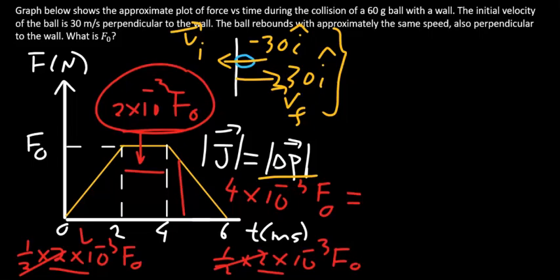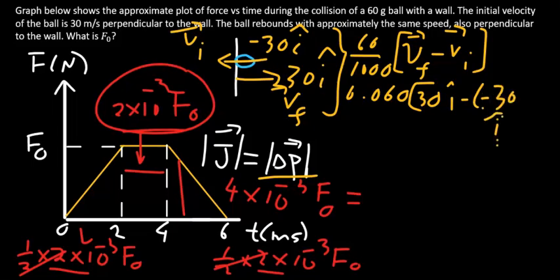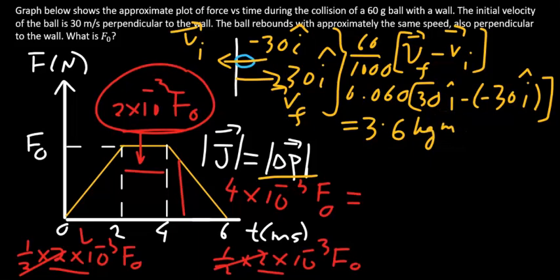So from this diagram, the change in momentum is the mass, which is 60 over 1,000 kg, times the final velocity minus the initial velocity. So that means it is 0.060 times the final velocity, 30 i hat, minus the initial velocity, which is minus 30 i hat, which will give you 3.6 kg meters per second i hat. So the magnitude of the change in momentum is quite simply 3.6 kg meters per second.